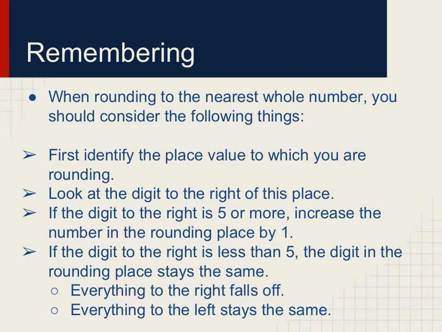We're going to take a minute just to remember some things about rounding before we move on. When rounding to the nearest whole number, you should consider the following things. First, you need to identify the place value to which you are rounding. Then you look at the digit to the right of that place. If the digit to the right is 5 or more, you increase the number in the rounding place by 1. If the digit to the right is less than 5, the digit in the rounding place stays the same. Everything to the right falls off, everything to the left stays the same. We'll look at some specific examples with this.